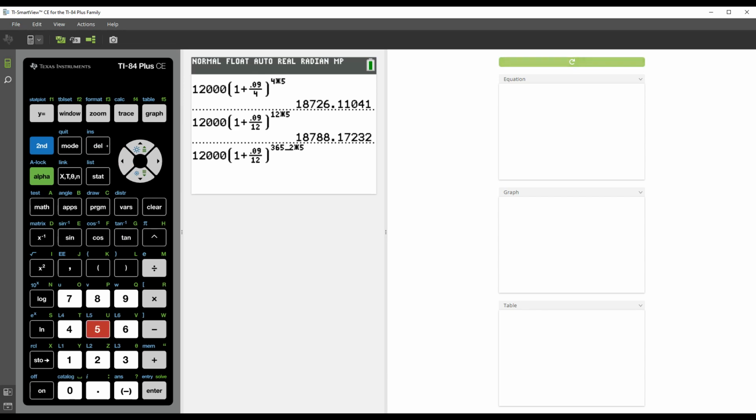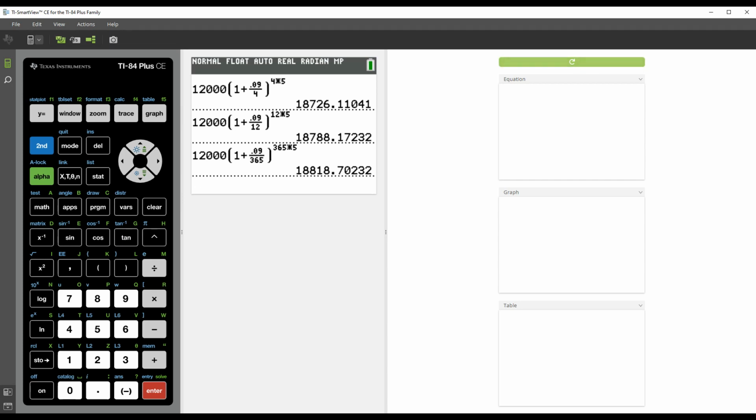365 days in a year. But then you'll also have to delete your 12. So that's how you use the insert button. 365 and 365. So look at that. You got even more money if they compounded it daily.